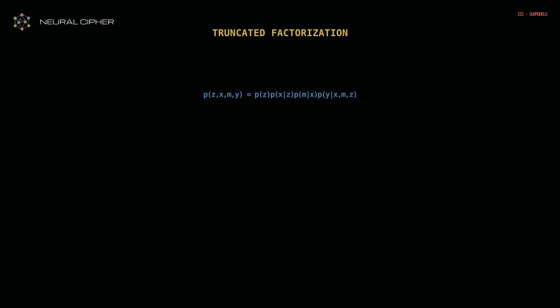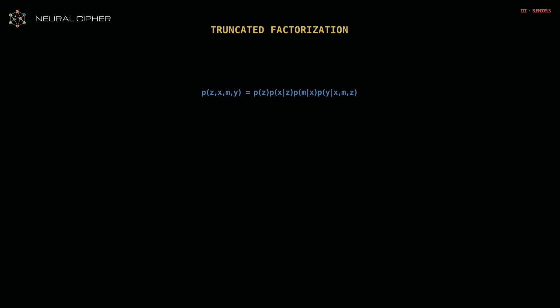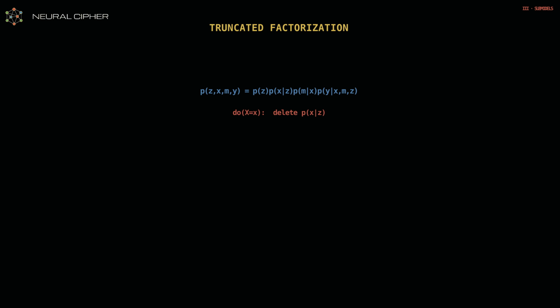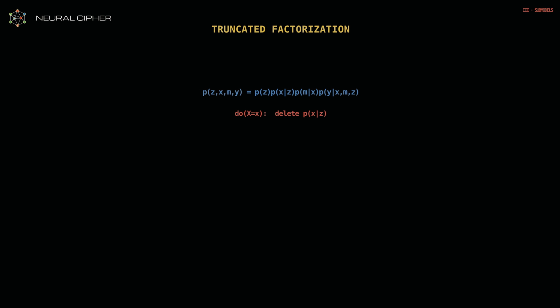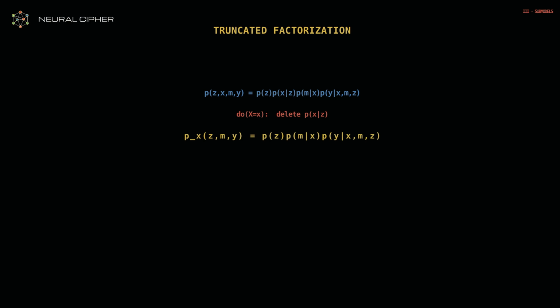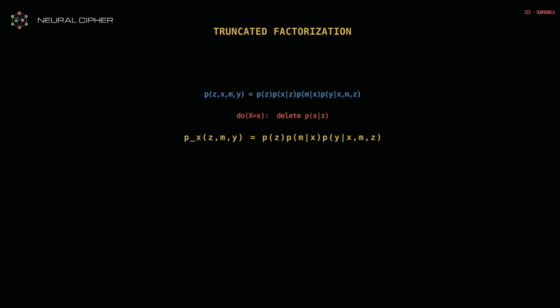In a fully observed Markovian acyclic SCM, perfect interventions are obtained by truncated factorization. Delete the conditional factor belonging to every intervened variable and substitute the assigned values into the remaining factors. For do of X equals x in the running graph, the post-intervention law factorizes as P of Z, P of M given x, and P of Y given x, M, and Z.